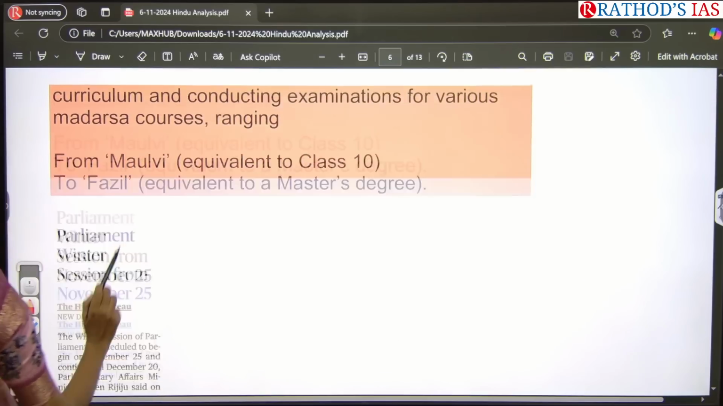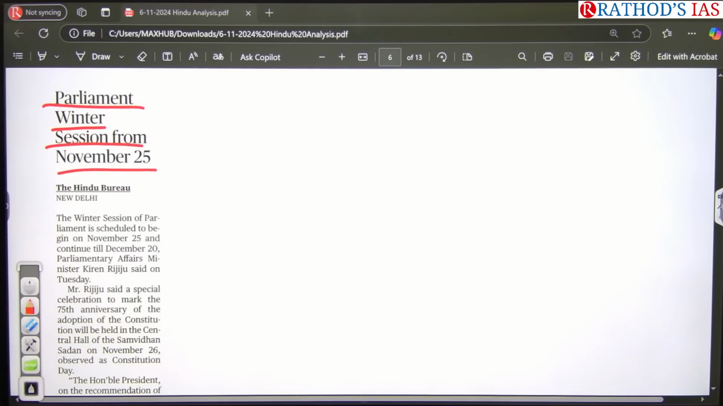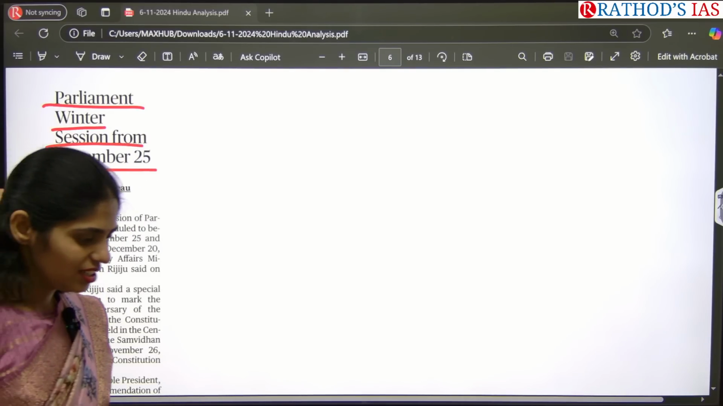Okay, see this article, guys: Parliament winter session from November 25.